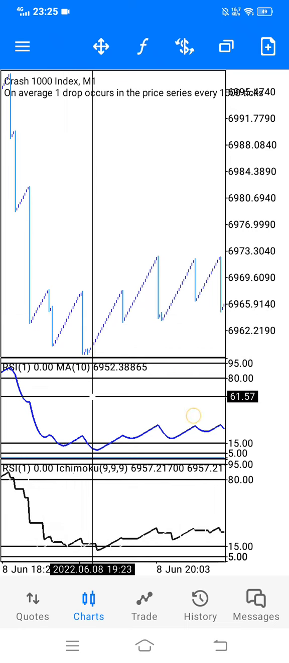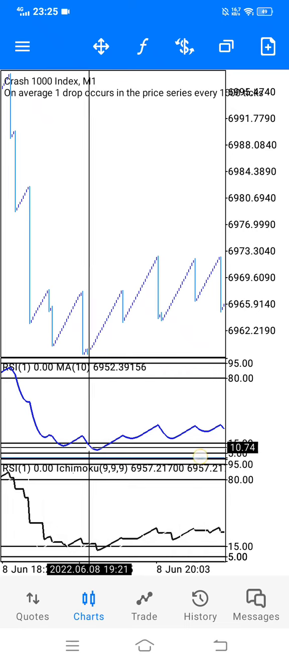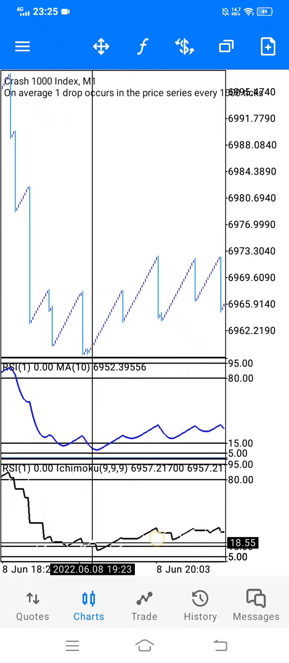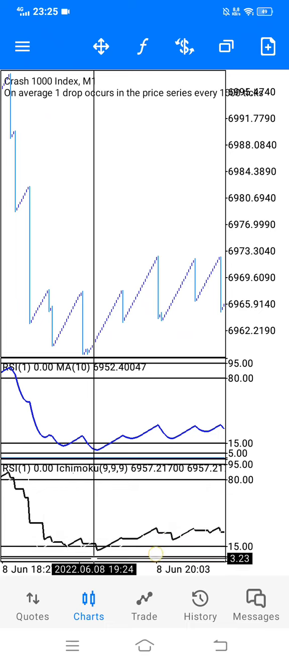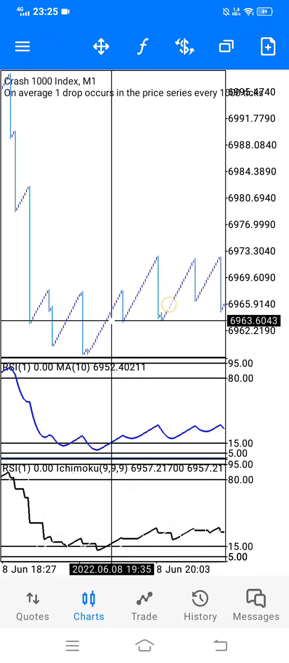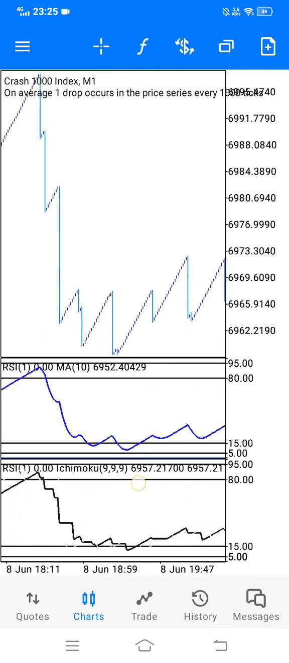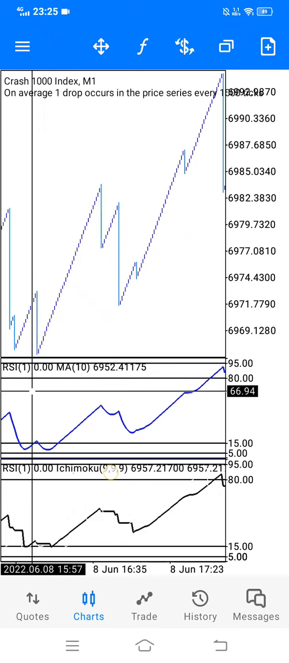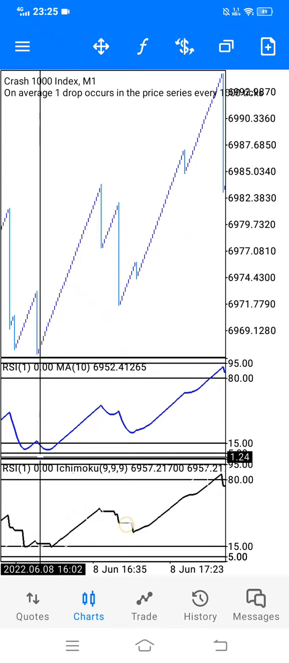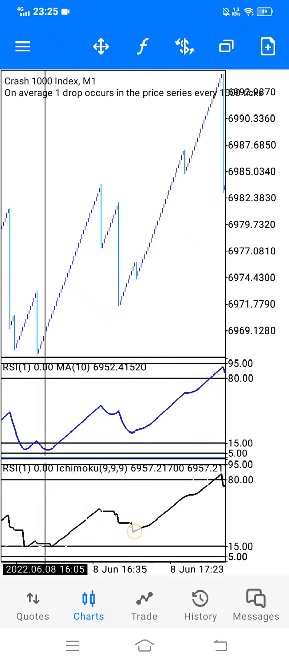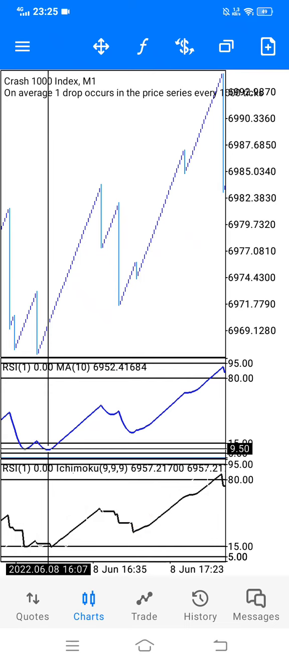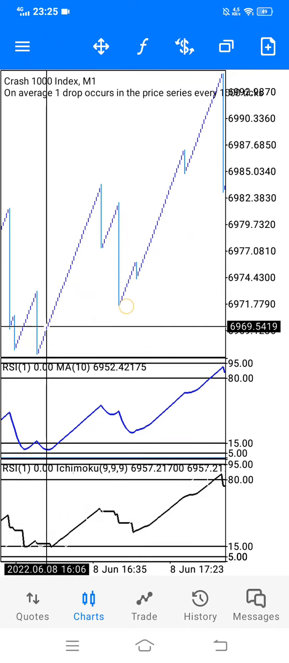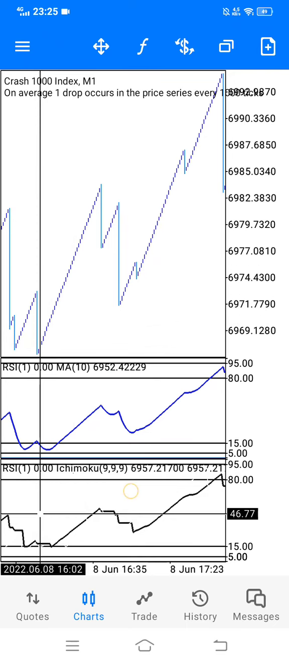Then over here, same thing happened. Moving average in between the zones. Ichimoku is bouncing off level 15. We take the trade, 5 candles and close. Just look for another opportunity. So over here we have an opportunity. The moving average is in between level 15 and 5. The Ichimoku is at level 15. We enter the trade, take 5 candles and close.